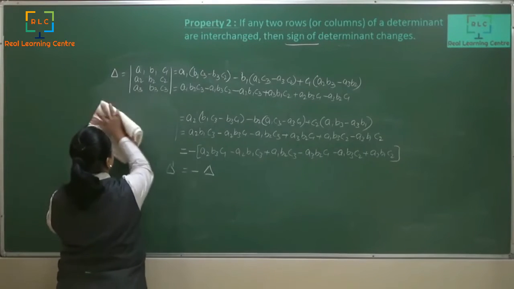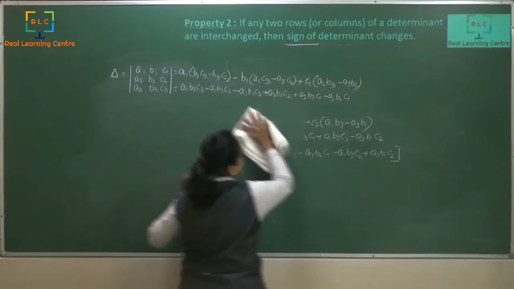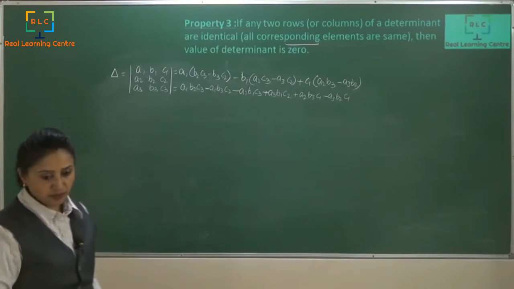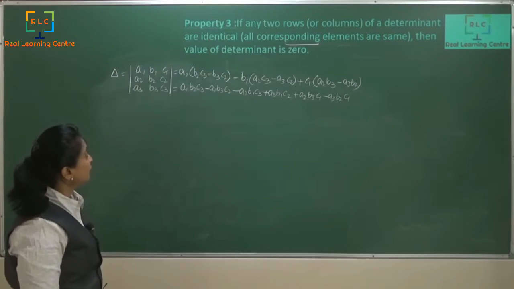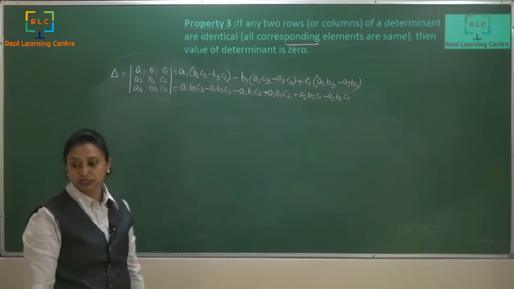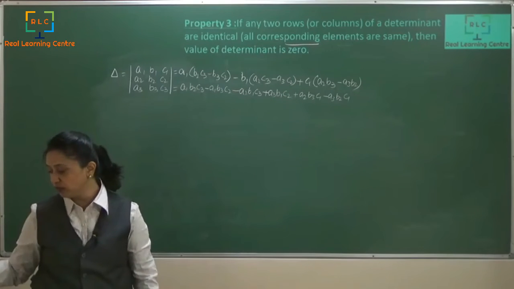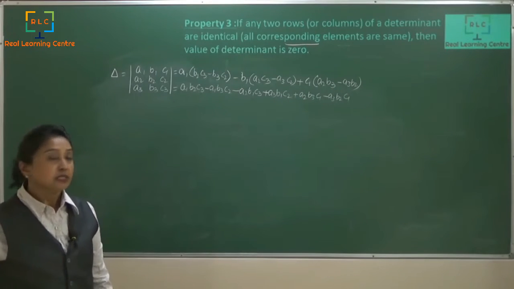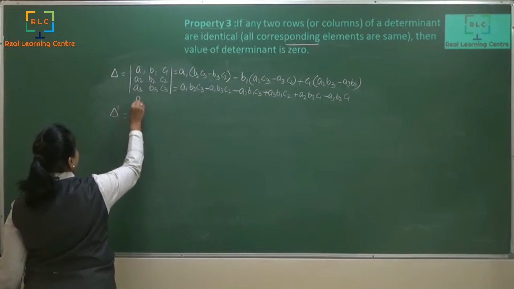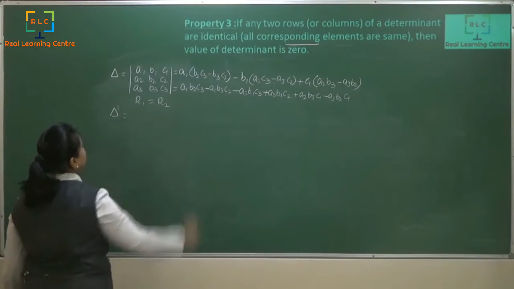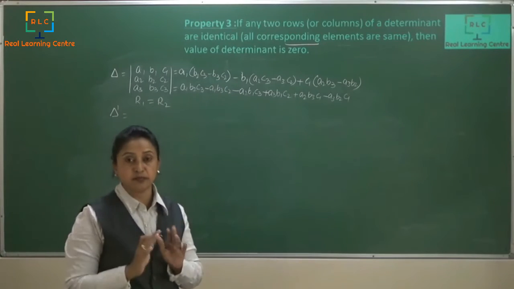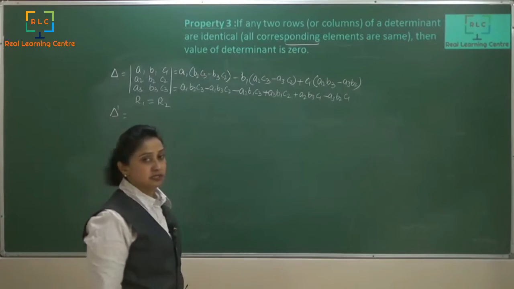And now let us go to, I'll keep this delta standard as it is and we'll go to next property. Property number 3. If any 2 rows of a determinant are identical elements, then value of the determinant is 0. Okay, for this you don't even need a delta. See, I shall take delta dash directly. I shall say R1 is equal to R2. They are telling that if 2 rows are identical, then the determinant value will be 0. It will vanish. So let us see.